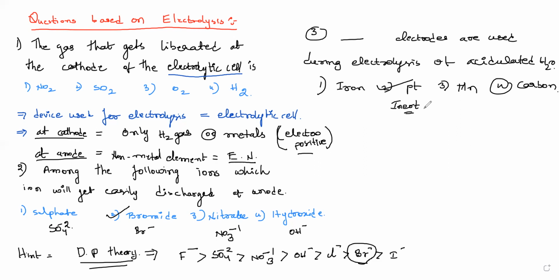We'll discuss this concept in the next question also. Before that, we are taking another question. What is it? Silica crucible is used for electrolysis of which compound? Before that, I'm removing this completely.